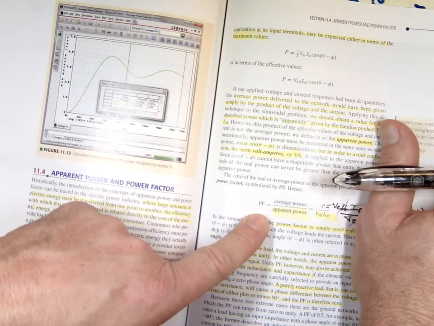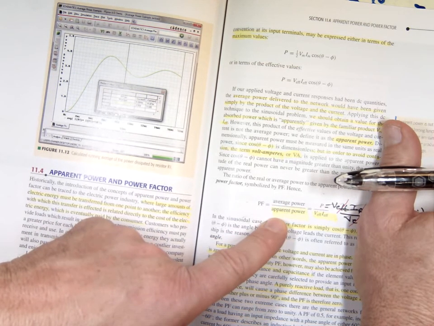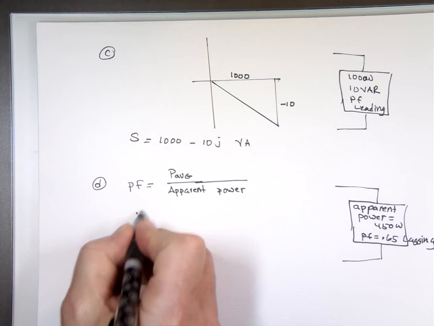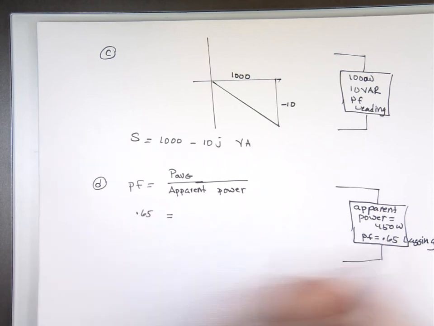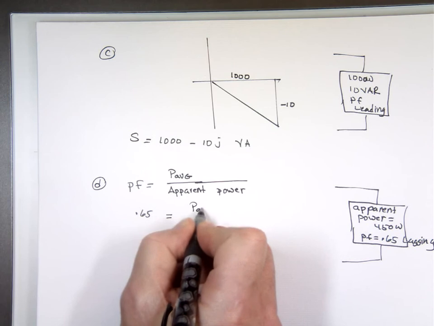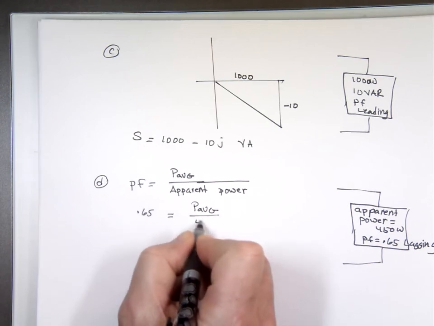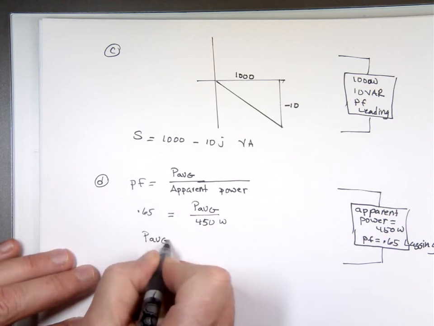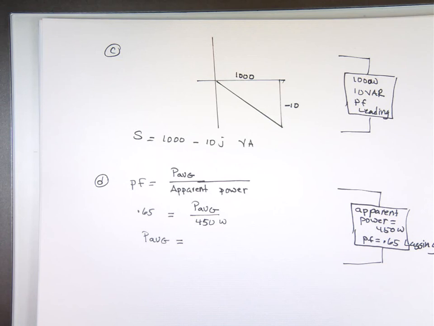Power factor is average power over apparent power. So now you know your average power if you know the power factor. 0.65 equals P average, which we don't know yet, divided by 450. So the average power is 450 times 0.65, which is 292.5, or about 293 watts.